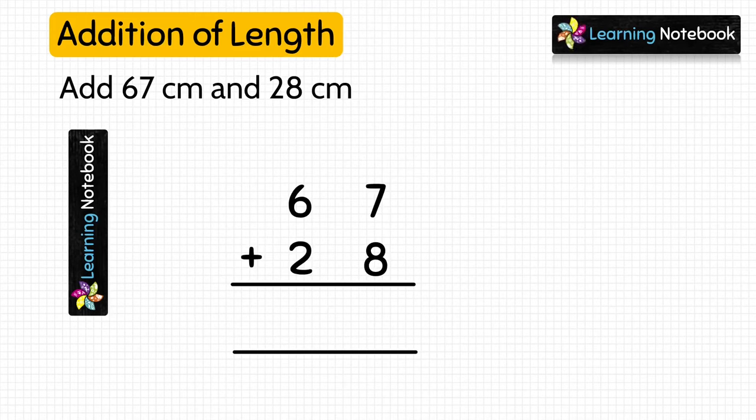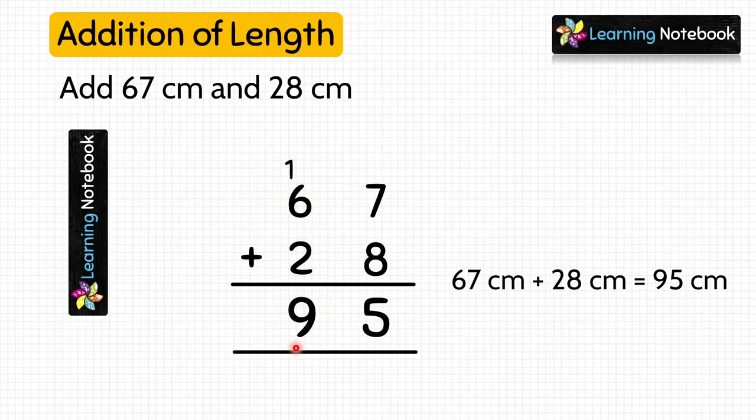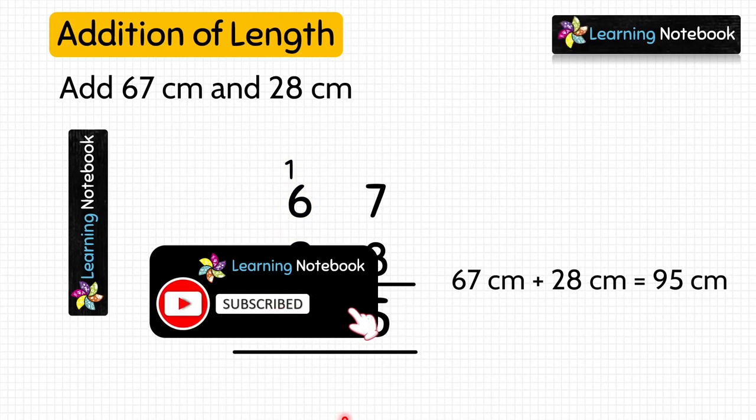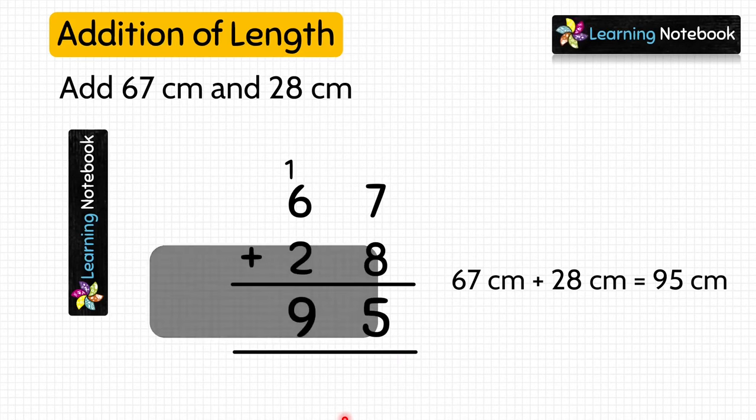So first let's write these numbers in column form and then we will start adding them from ones place. 7 plus 8 equal to 15. Now 15 is a 2-digit number. So let's carry 1 to the tens place and write 5 in the answer. Then we will add the digits at tens place. 1 carry plus 6 plus 2 equal to 9. So answer is 95. We will write the answer 67 centimeter plus 28 centimeter equal to 95 centimeter.